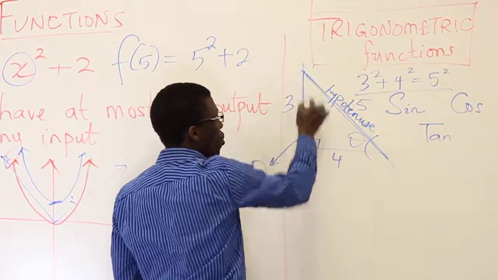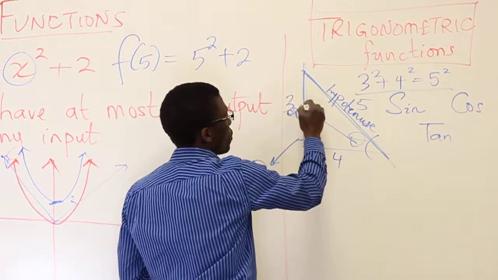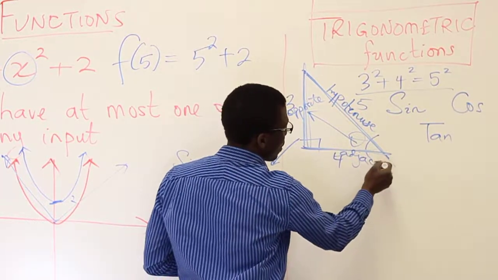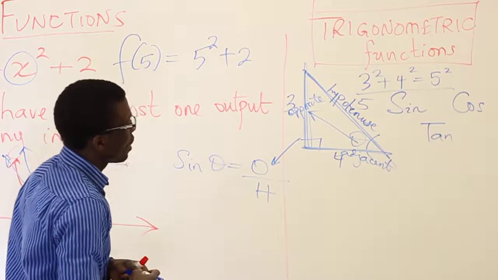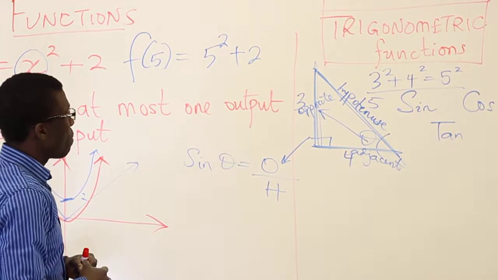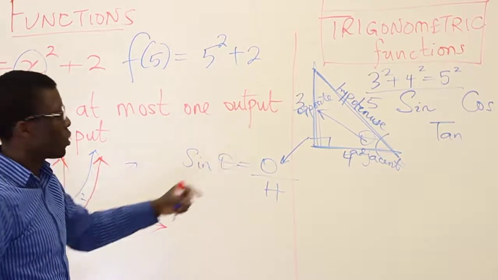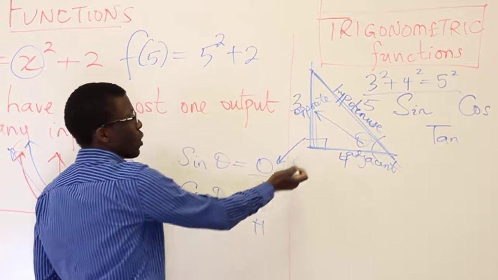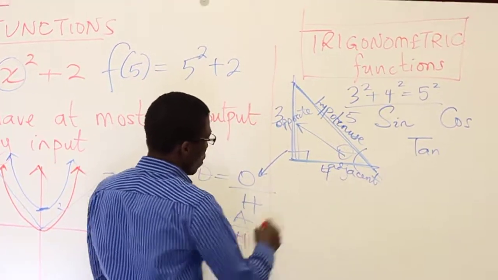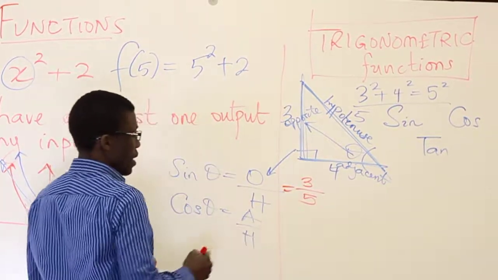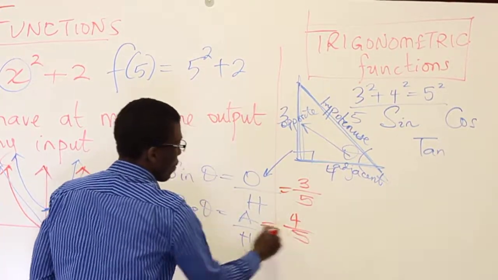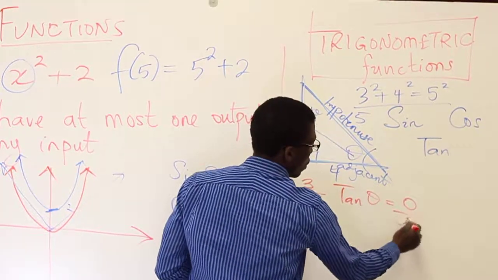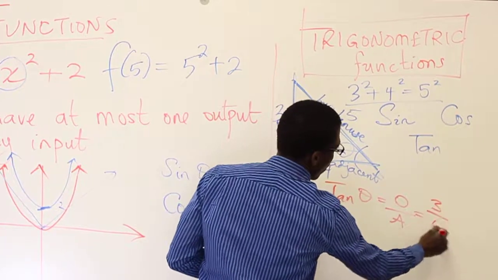The side across from the angle is called the opposite. And the side left there is the adjacent. So you have the hypotenuse, the adjacent, the opposite. And when you're dealing with sine theta, it's opposite over hypotenuse, cosine theta is adjacent over hypotenuse. So in sine theta, the answer would just be 3 over 5. And cosine would be 4 over 5. Tangent is opposite over adjacent. And in this case, it would just be 3 over 4.